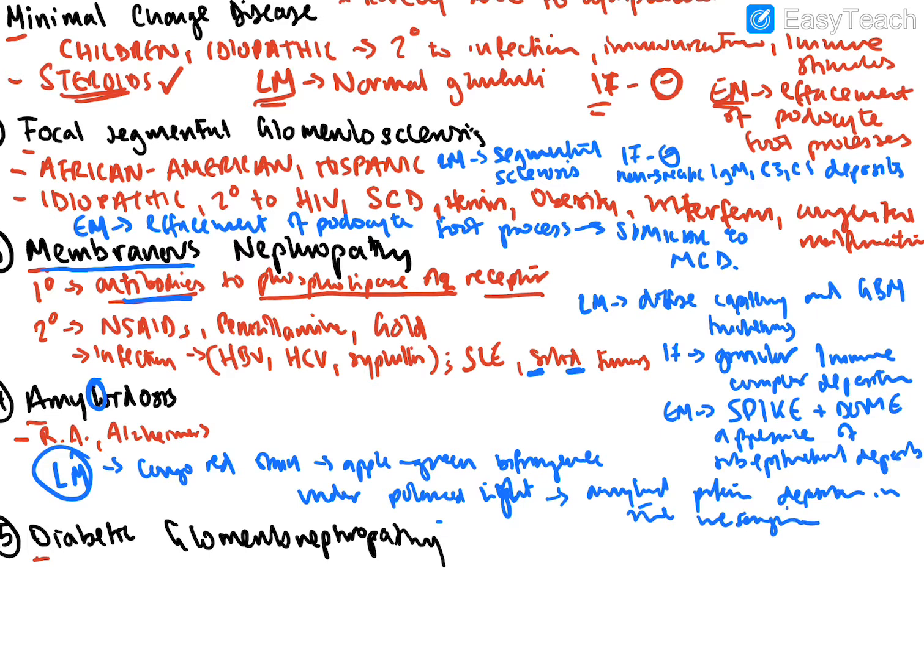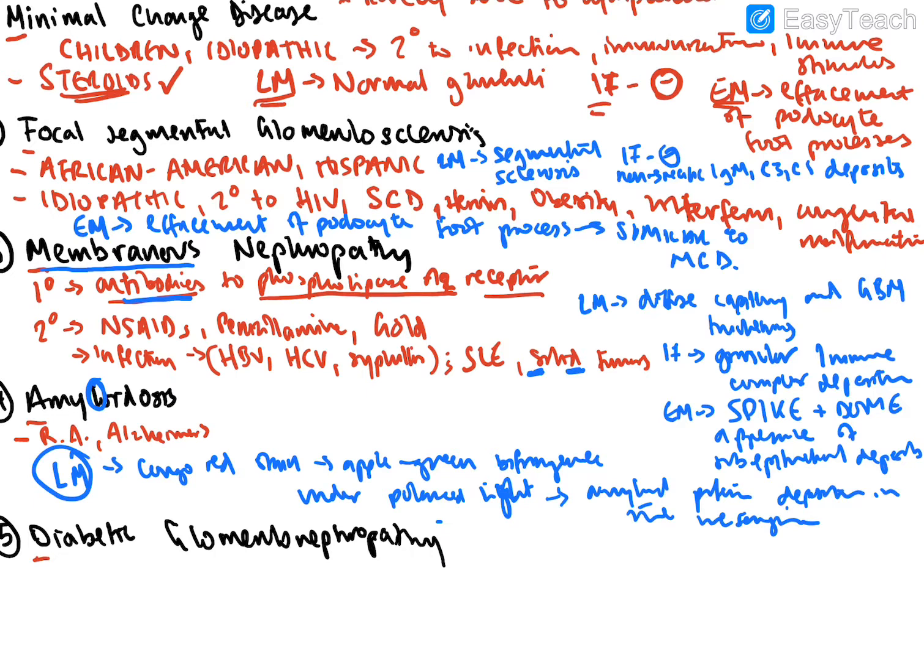So amyloidosis, commonly due to conditions that predispose to amyloid deposition, such as rheumatoid arthritis, Alzheimer's disease, for example, and you'll only have light microscopy. Only L, light microscopy, will show, when you put a Congo red stain, apple green birefringence under polarized light, due to amyloid deposition in the mesangium.